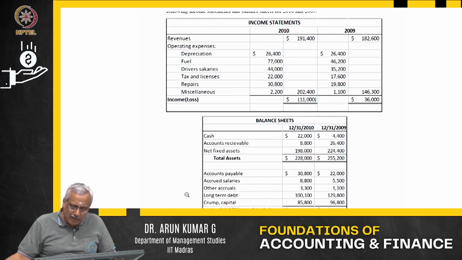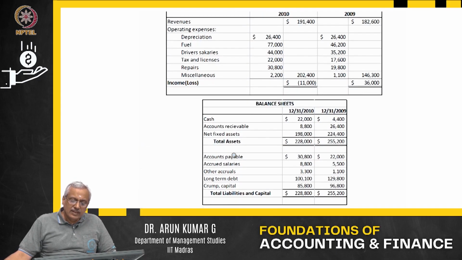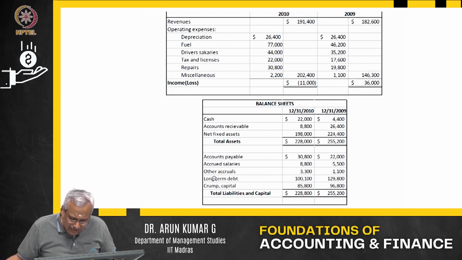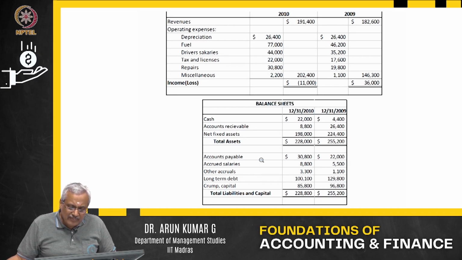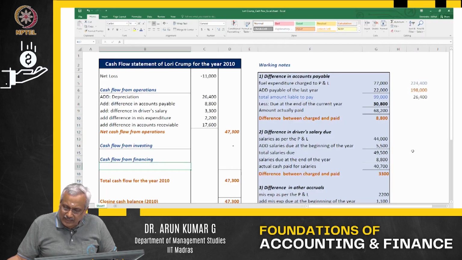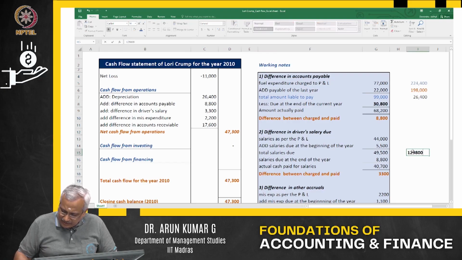Now, I go to the cash flow from financing activity. I again go back to my balance sheet. I look at the long-term debt. I look at the capital and the long-term debt. These are the two things which pertain to financing activity. And there is no interest here. In this particular case, the long term debt was 1,29,800 last year. This year it has become 1,100,000.